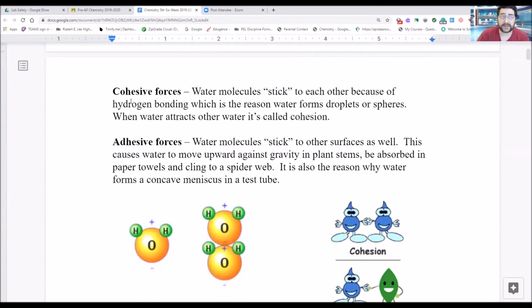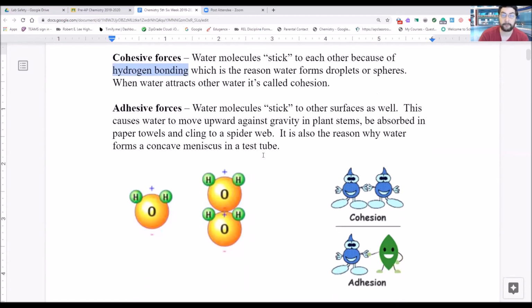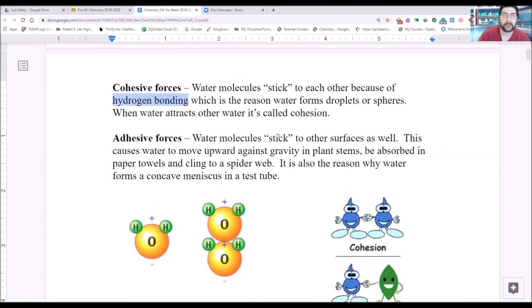Then we just went through a list of all these different kinds of water properties. Cohesive, like co-captains, partners, so water sticks to itself. Adhesive forces, that means water sticks to other stuff. Why does it do that? Because of hydrogen bonding in both cases. And then we had some examples of that.